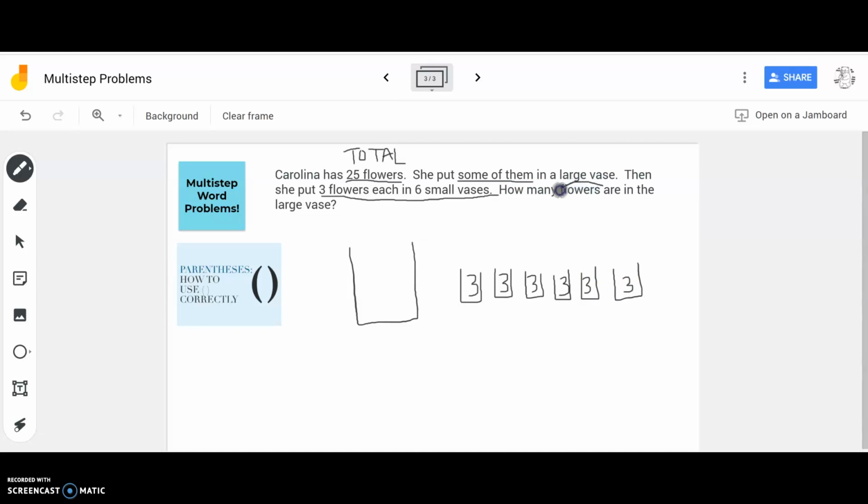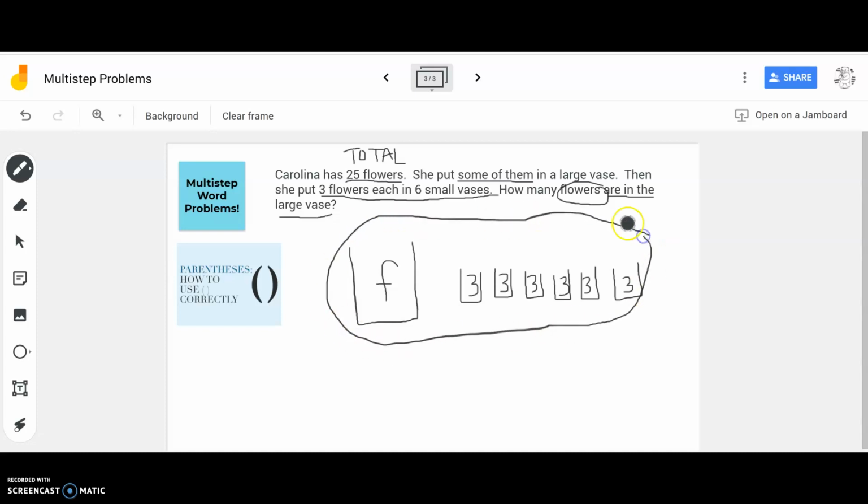How many flowers, there's my label, are in the large vase? I don't know. So I'm going to put my variable right here because I don't know yet how many flowers are in there. But I know in my whole picture, my total is 25. So in my entire picture, I need to have 25 flowers.